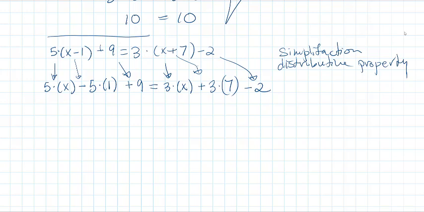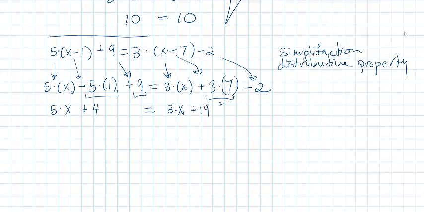Now to group together similar elements. So let's write this out again. We have 5 times x, I can remove those brackets, minus 5 plus 9, that is plus 4, equals, and we have 3x here, 3 times x. We have 3 times 7, which is 21. I'll write that out here. 21 minus 2 is 19.